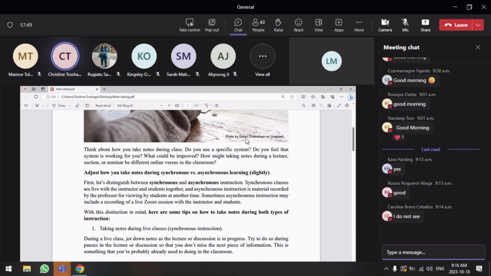Whenever we talk about those two modes of classes, synchronous and asynchronous, it's very important firstly to understand and distinguish the difference between a synchronous class and asynchronous learning. First, let's distinguish between synchronous and asynchronous instruction. Synchronous classes are live with the instructor and students together. So that is exactly our case.